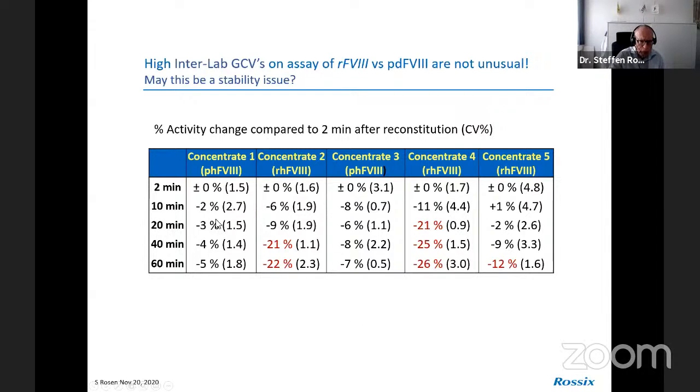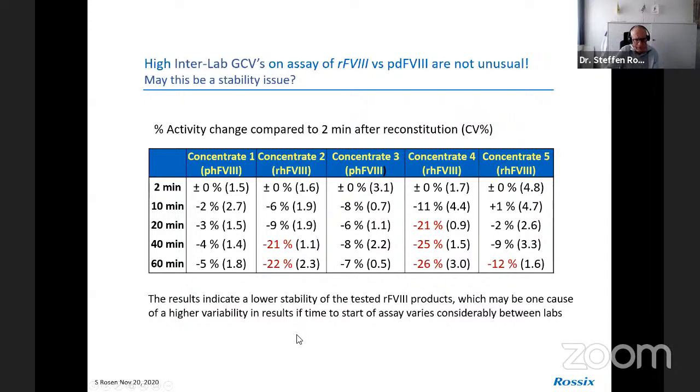We used 2 plasma-derived concentrates, number 1 and 3, and 3 recombinant materials, 2, 4, and 5. And we determined the factor VIII activity at various times after reconstitution. And you can see that after 60 minutes, all 3 recombinant products had indeed lost more factor VIII activity than the plasma-derived materials. And this could indicate that there could be lower stability sometimes in tested recombinant factor VIII products, and that could cause higher variability in results if the time to start the assay in the various labs could be different.